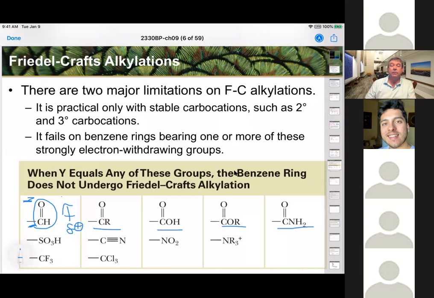That deactivates the ring to alkylation. Likewise, these have partial positive or positive formal charges. They deactivate the ring. And then these, because of electrons drawing from the halogens, are partially positive and they deactivate the ring. So when in doubt, look at your Lewis dot structure and figure out if the bond is polar. If the bond is polar and pulling away from the benzene ring to make it more positive, it's going to deactivate the ring to electrophilic substitution. And so think about that. We have to have those electrons reach out and grab our electrophile. So if you're pulling those electrons away from that pi cloud with one of these groups, it's going to react less readily.